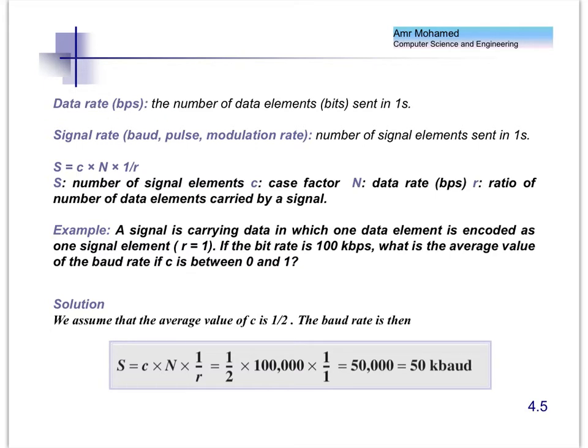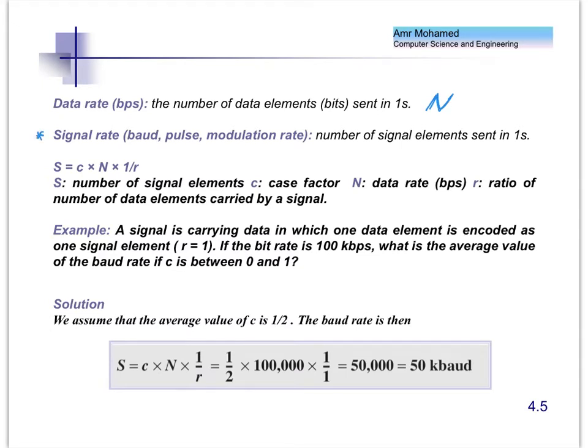We characterize the line coding schemes by the actual data rate. The actual data rate here is n. We know that. The actual data rate is the number of data elements, the number of bits, that we need to send per 1 second. That's well known. This is the number of bits per second that we need to send.